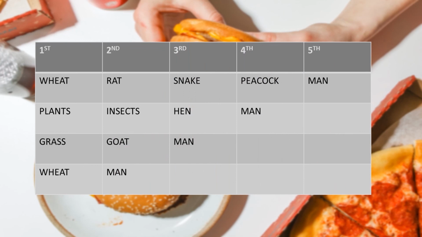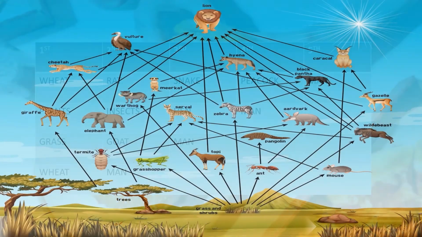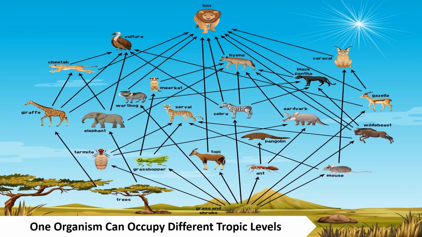And in the fourth case, man eats the wheat. So in these food chains, you can see wheat, rat, snake, peacock and man. Again the plants, insects, hen, man; grass, goat, man; and wheat and man. So one organism can occupy different trophic levels.